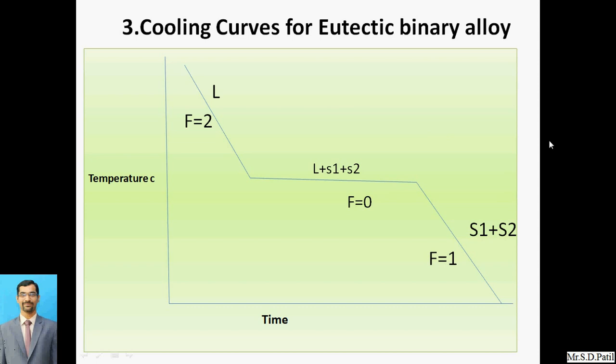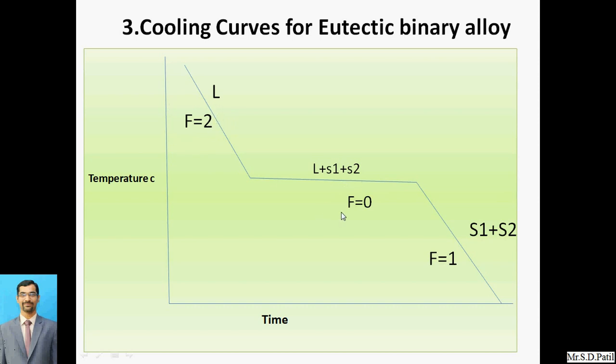Now, how are we going to apply the Gibbs phase rule to these phases? Here we have cleared up what F is. F is the degree of freedom, and here the degree of freedom is 2. What is the degree of freedom? It is the relative term for the temperature as well as the composition.